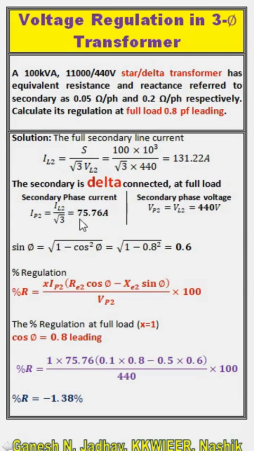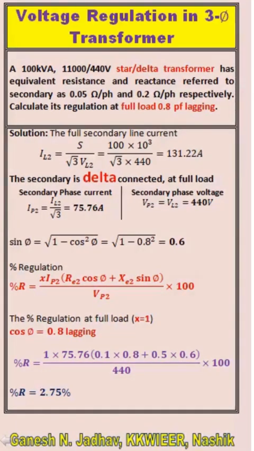So this is my line current. The secondary phase voltage, Vp2, is equal to VL2. Phase voltage is equal to line voltage. It comes to 440. Calculating sin phi, under root 1 minus cos square phi, it is 0.6. The regulation formula is this. In this, the middle sign is minus as the power factor is leading. So substituting the values x equal to 1, cos phi equal to 0.8, the regulation is minus 1.38%.